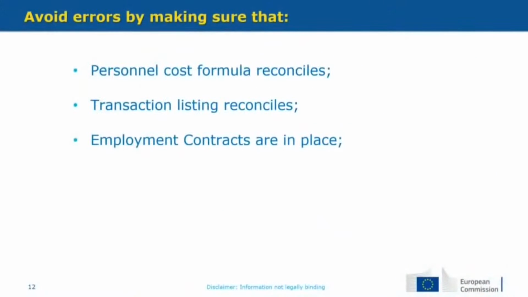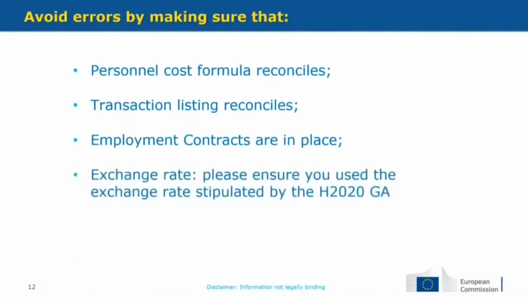Employment contracts are in place for employees, obviously. For the other type of personnel, we're not talking here because we are more focusing on personnel costs, but basically for employment contracts, if you are declaring personnel cost as for employees, you should make sure that the employment contracts are in place, of course. Also for the audit, and this you will receive anyway a list of documents to prepare for the audit in advance.